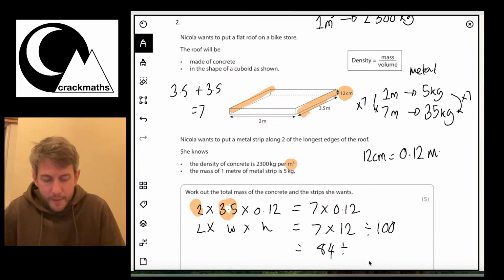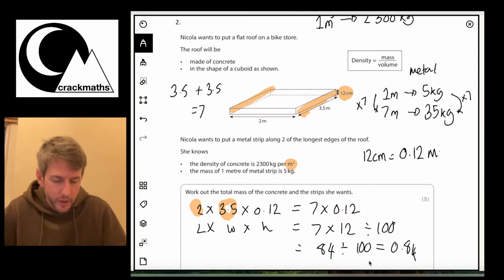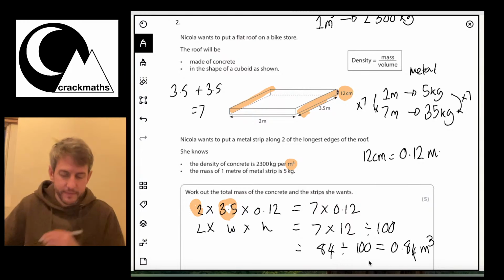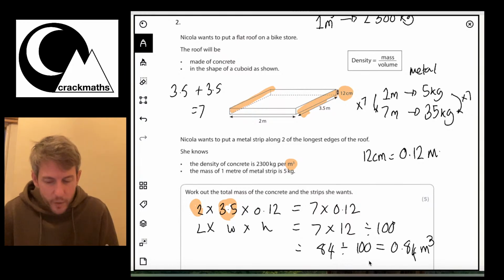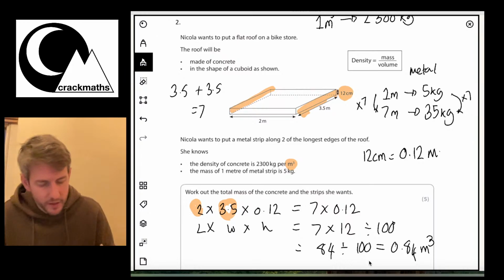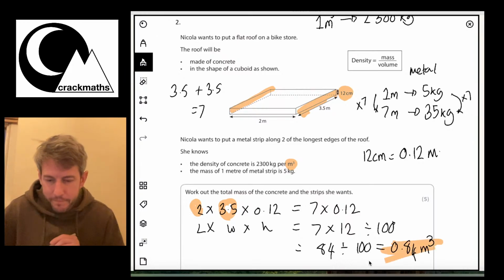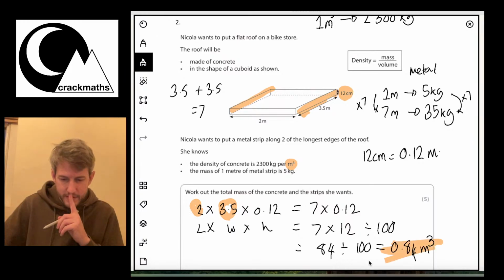And then if I divide that by 100, that equals 0.84 meters cubed. Okay, so here we go. We've got the volume. So density of concrete is 2,300 kg per meters cubed.